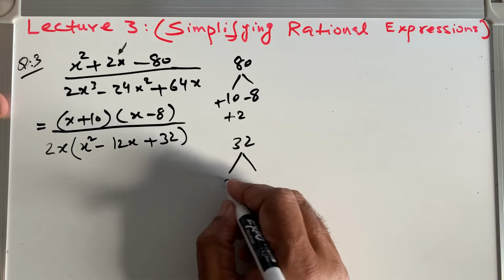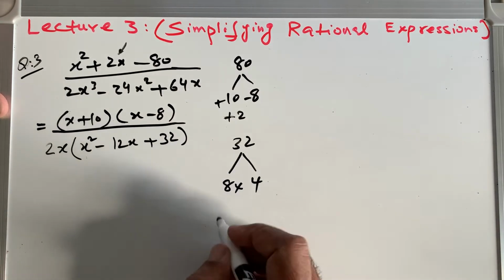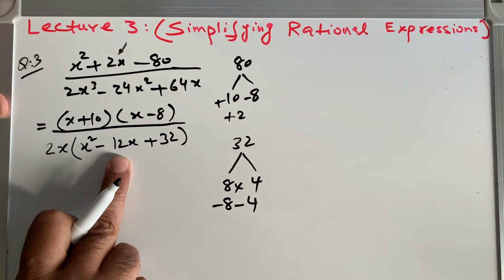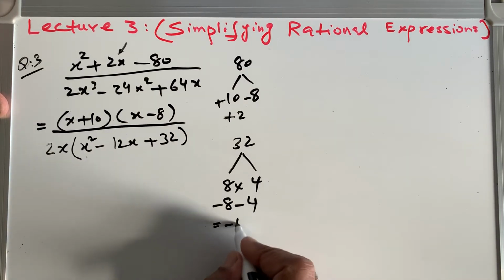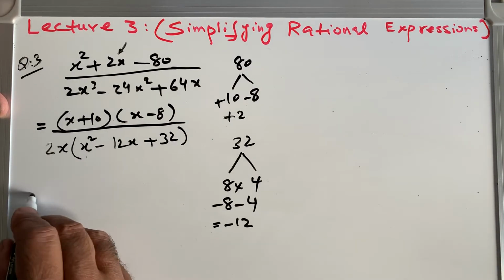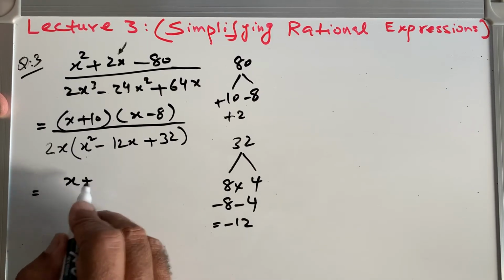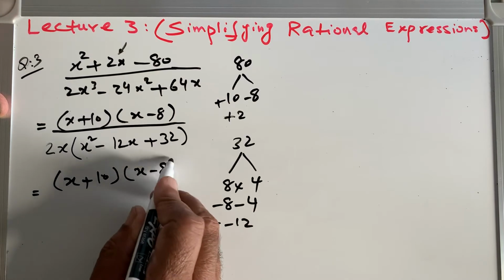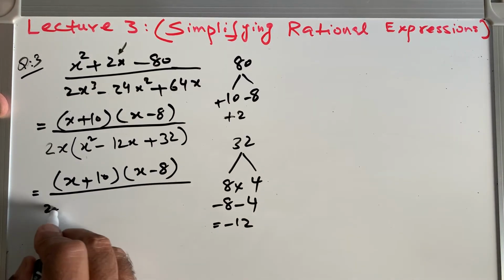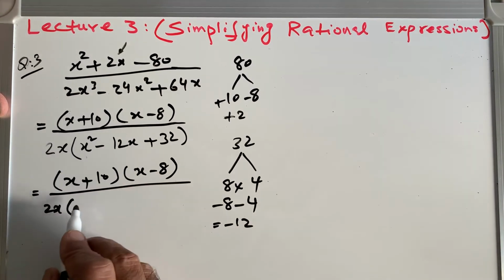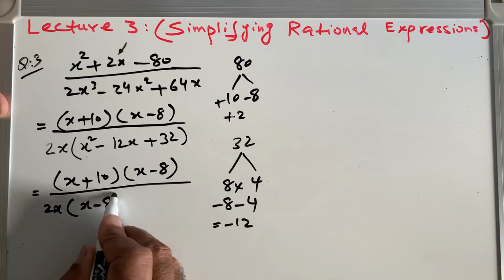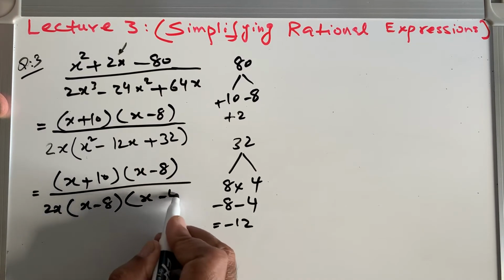So 8 times 4 is 32, I know. But I need minus 8 and minus 4 as factors to get my minus 12, right? So I can rewrite my denominator. So x plus 10, x minus 8 is my numerator, 2x was common, and this quadratic has two factors, x minus 8 and x minus 4.